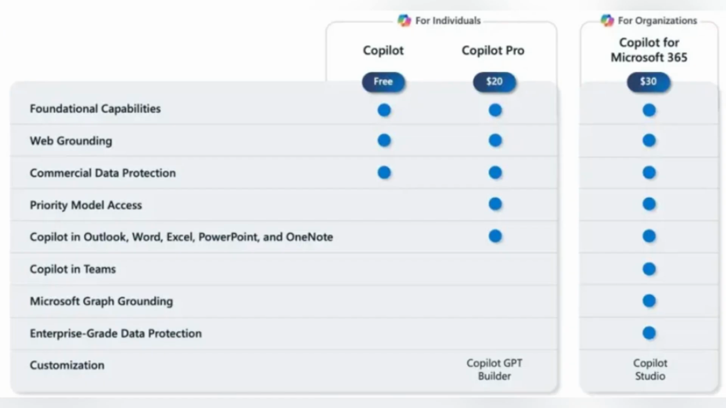5. Copilot Pro, Premium Personal Version. Go to copilot.microsoft.com or the Microsoft Store. Subscribe to Copilot Pro for priority access, faster responses, and deeper integration with Office apps.